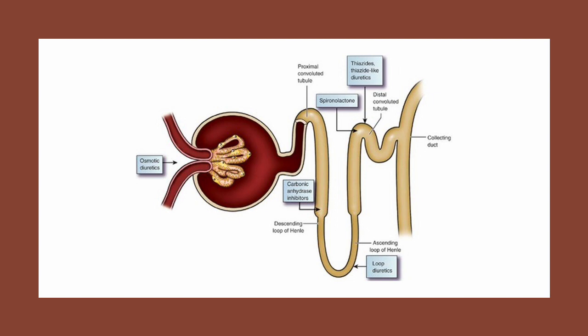This is a really great picture that shows where all of our diuretics are going to work. Different diuretics are going to work on different places within our kidney. Some are going to work within the nephron itself. Some are going to be working in the proximal convoluted tubule, our descending loop of Henle, our ascending loop of Henle, the distal convoluted tubule, as well as parts of the collecting duct.